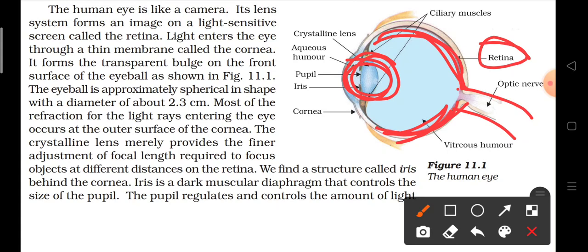So that is written over here. The crystalline lens merely provides the finer adjustment to the focal length required. एडजस्टमेंट किस में हो रही है? फोकल लेंथ में. किस लिए? Required to focus the objects at different distances. मतलब जो ऑब्जेक्ट अलग अलग दूरी पे हैं उनका इमेज कहाँ बनाना है? रेटिना के ऊपर. Is it clear?